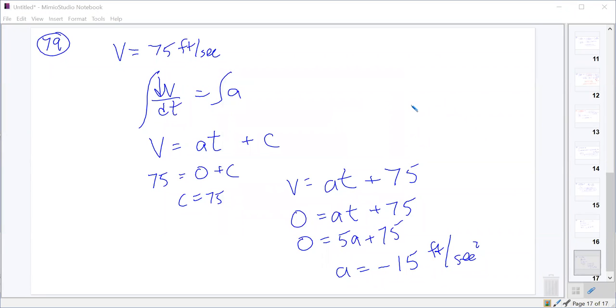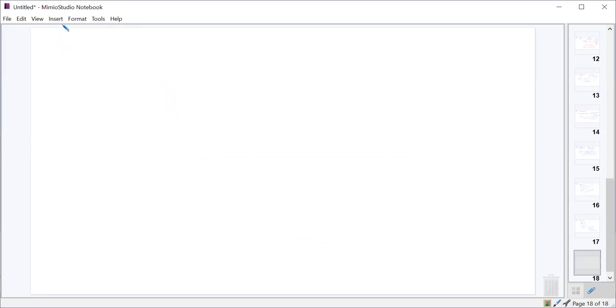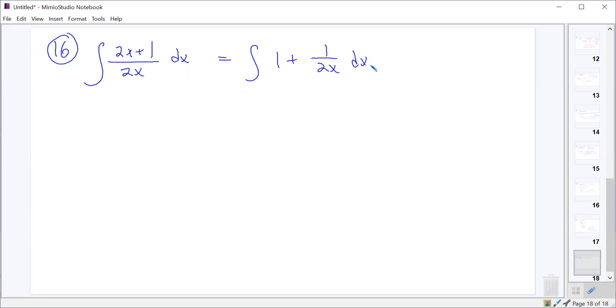All right. Next one we got is 16, back towards the beginning here. 16, we got the integral of (2x plus 1) over 2x dx. So this is one where if we've got a rational function and the denominator is just a single term here, we can just divide. So this becomes the integral of 1 plus 1 over 2x dx.